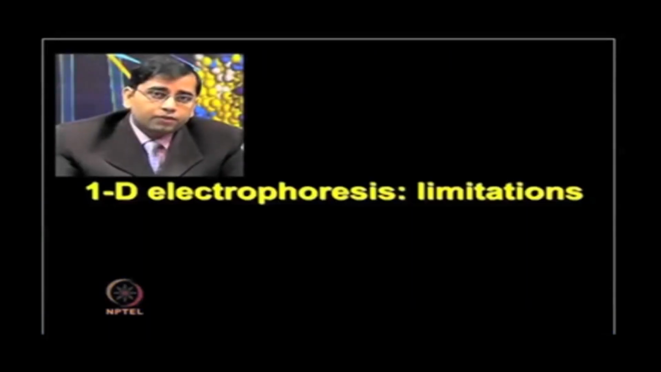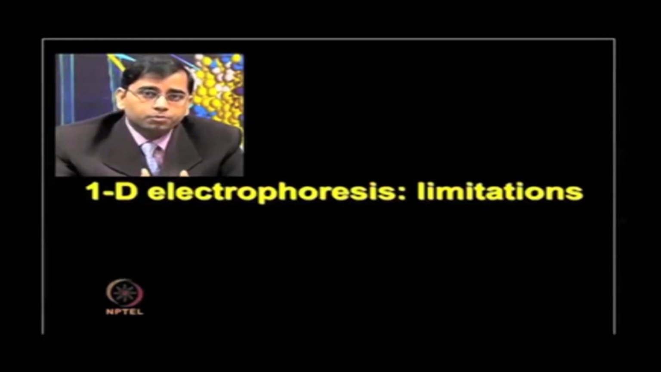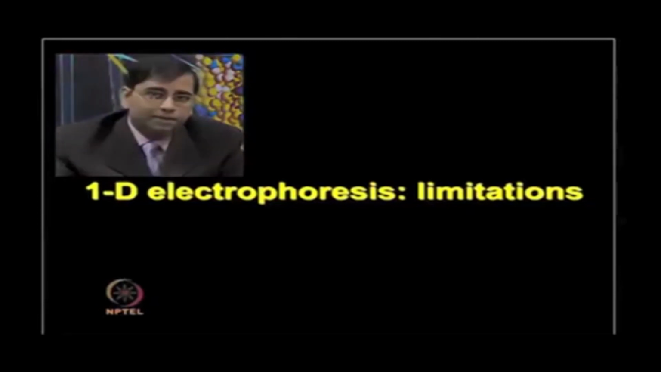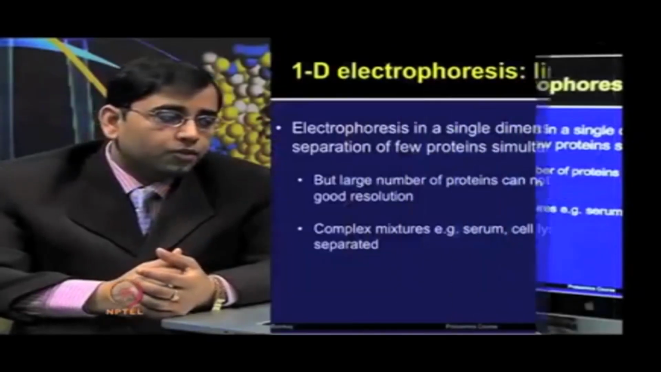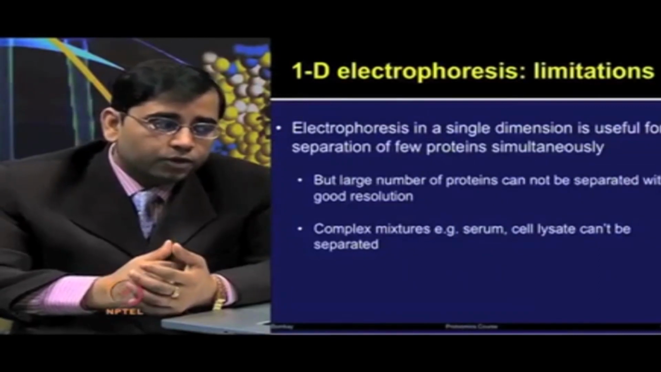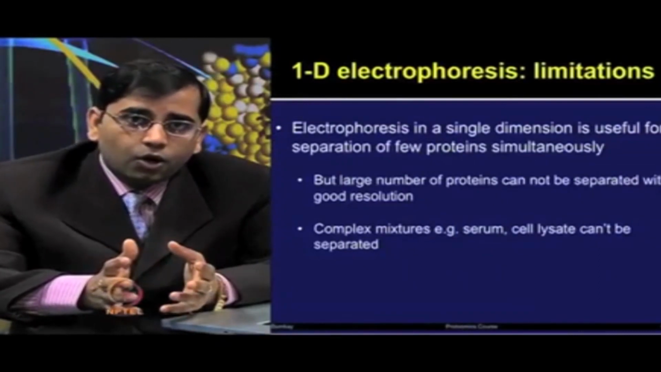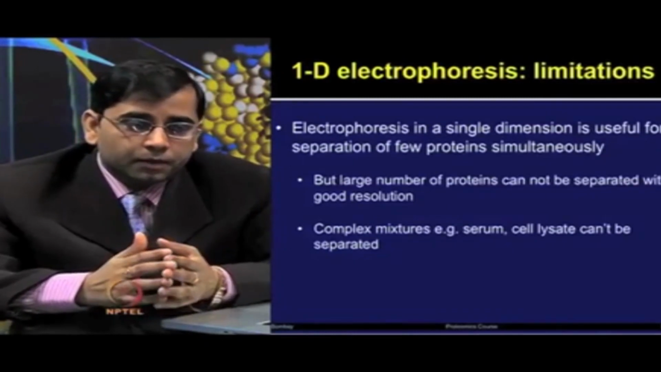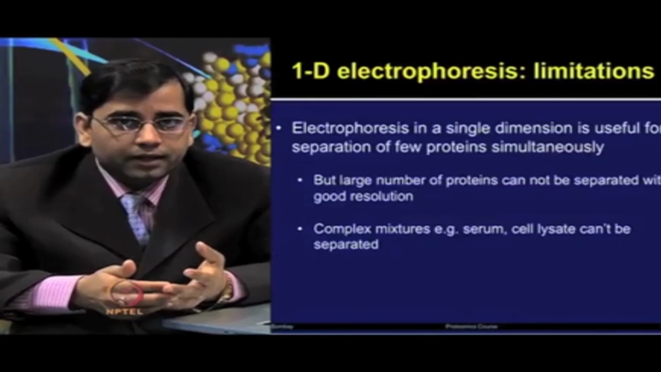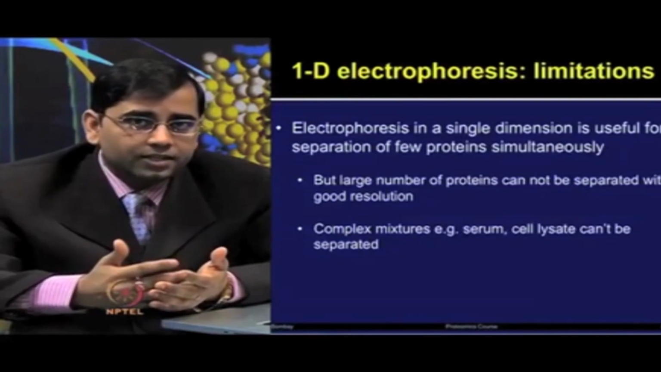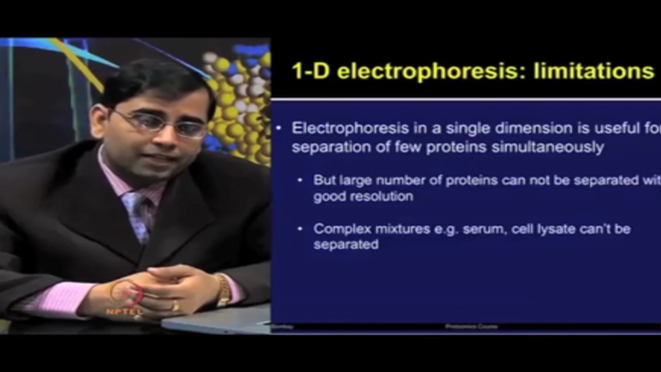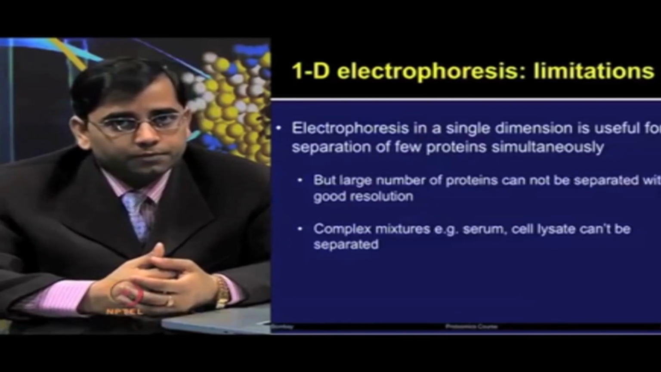However, one-dimensional electrophoresis has different limitations. You cannot separate your complex proteome, the complex protein samples. If you have thousands of proteins and you want to study them, then one-dimensional electrophoresis has limitations. One-dimensional electrophoresis is useful to separate a few proteins or a simple protein mixture. But when you are studying a complex mixture, then two-dimensional electrophoresis or DIGE or different types of mass spectrometry based methods will be more useful.